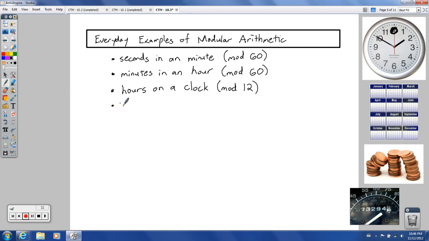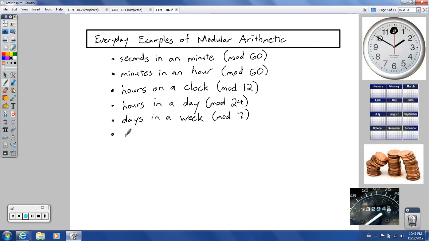So hours on a clock, we can also think of hours in a day. And I think it would be nice if we all did military time instead, because then we wouldn't have to figure out if it's AM or PM. So those that use military time, they're thinking in terms of mod 24 instead of mod 12. You could also think of days in a week. That would be how many days are in a week. That's 7, so that would be, in a sense, mod 7.